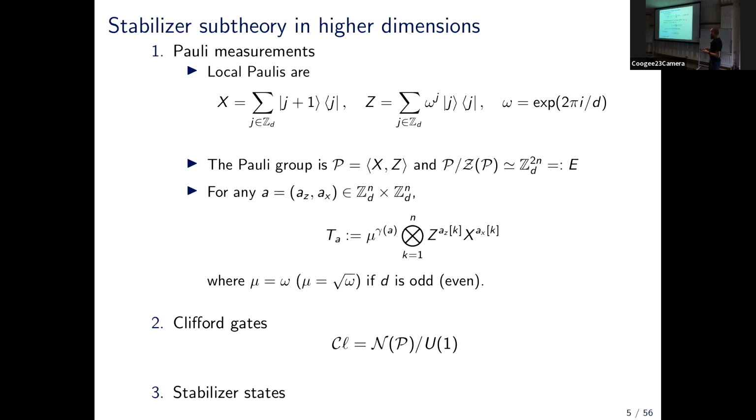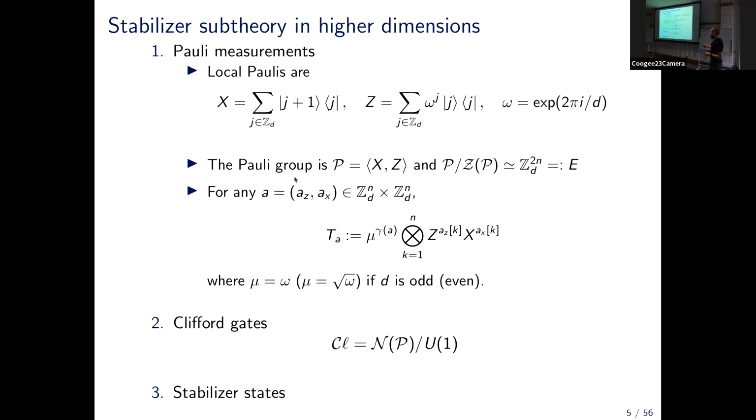First, we're going to be talking about quantum computation on qudits that aren't necessarily qubits, the higher-dimensional qudits. In that case, the Pauli measurements and Clifford gates look a little bit different. So first, these are the local generalized Pauli operators. There are the standard clock and shift operators, Z and X. And the Pauli group is the group generated by these two acting on n qudits.